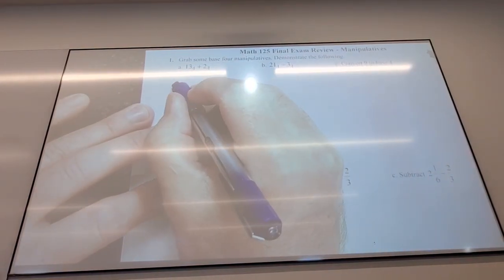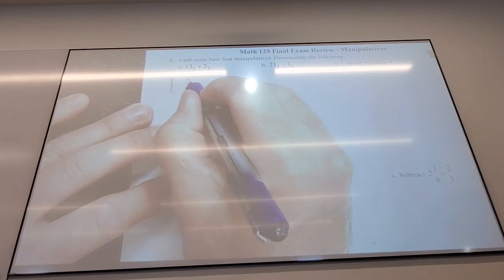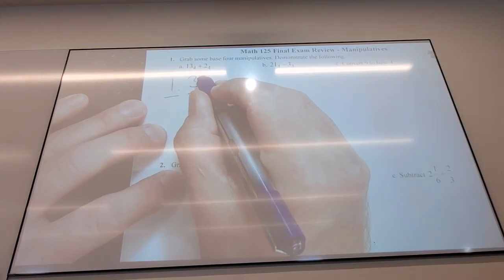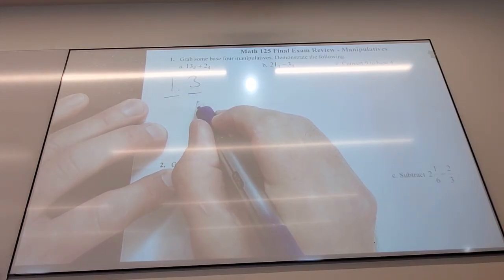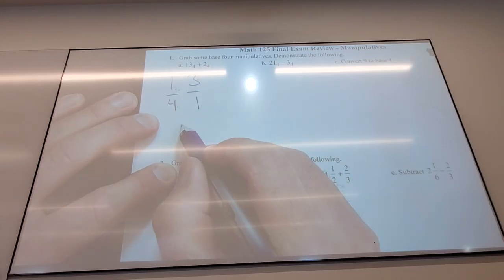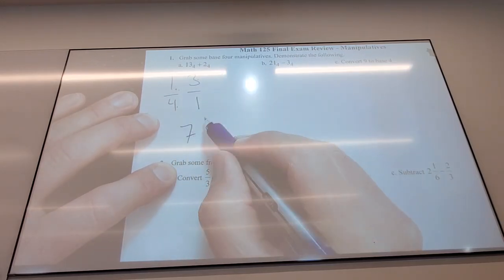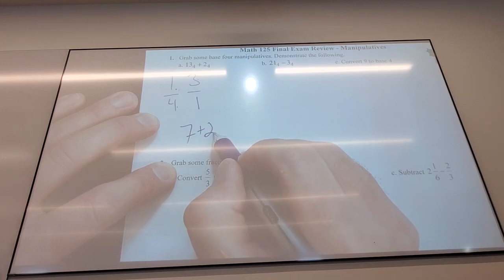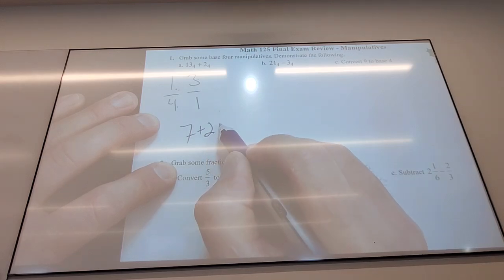How do you change 13 base 4 into base 10? What are the places in base 4? 1, 4. So 1 four and 3 ones is what number? 7. And then I want to add 2 to it. Of course, 2 base 4 is just 2. And I get 9.